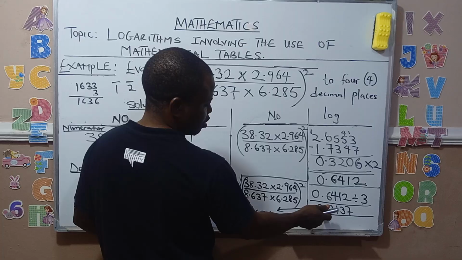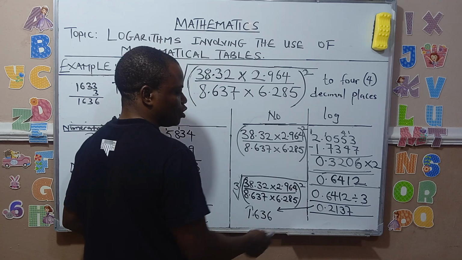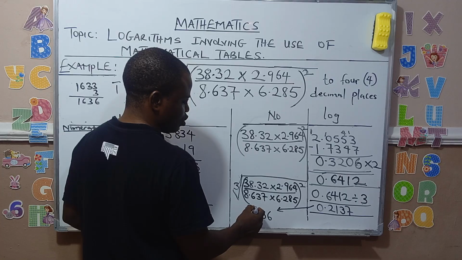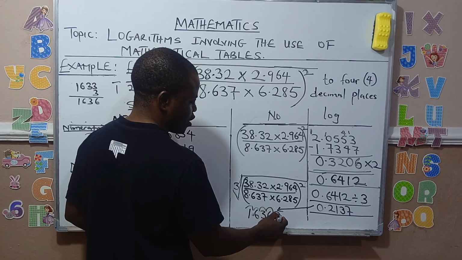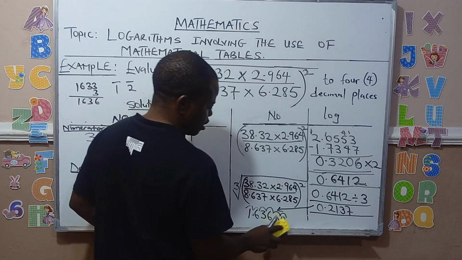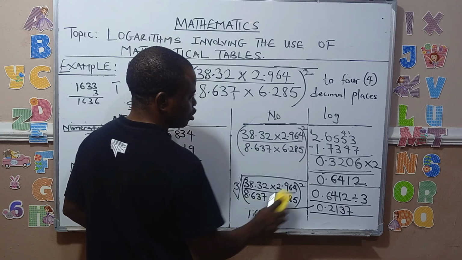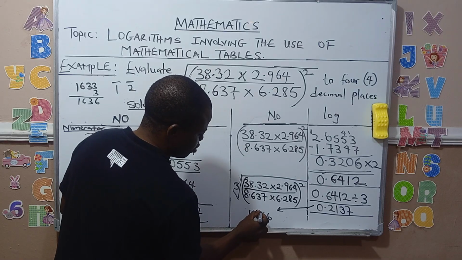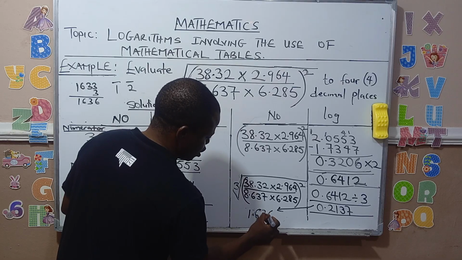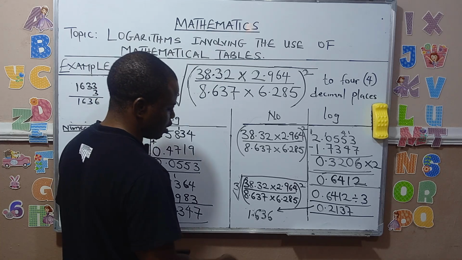Let me say you're having 5 here. Where you're having 0, you now add 1 to that 5. You have 6. That means that you shift 6 times: 1, 2, 3, 4, 5, 6. You add 0s to it in that case. But since you don't have that, you don't add any 0 to it. What you need to do is to write the number 1.636. That's the answer. 1.636.